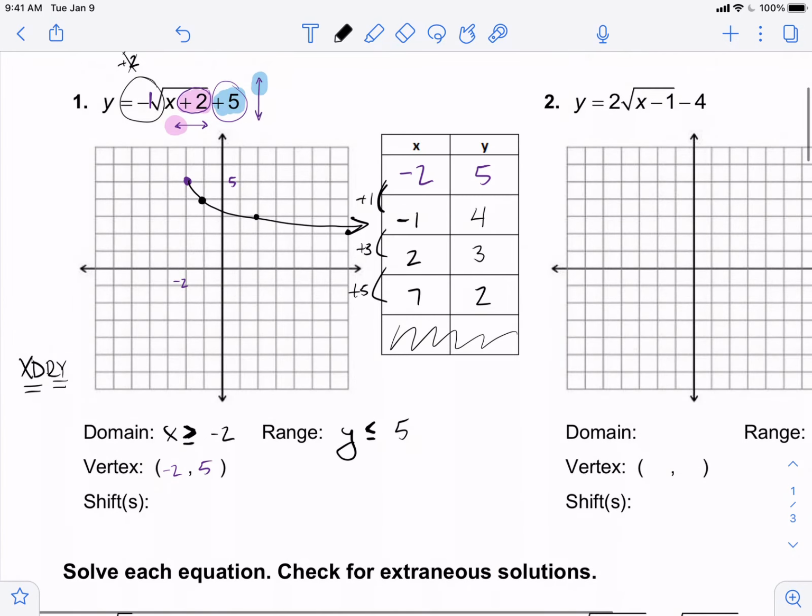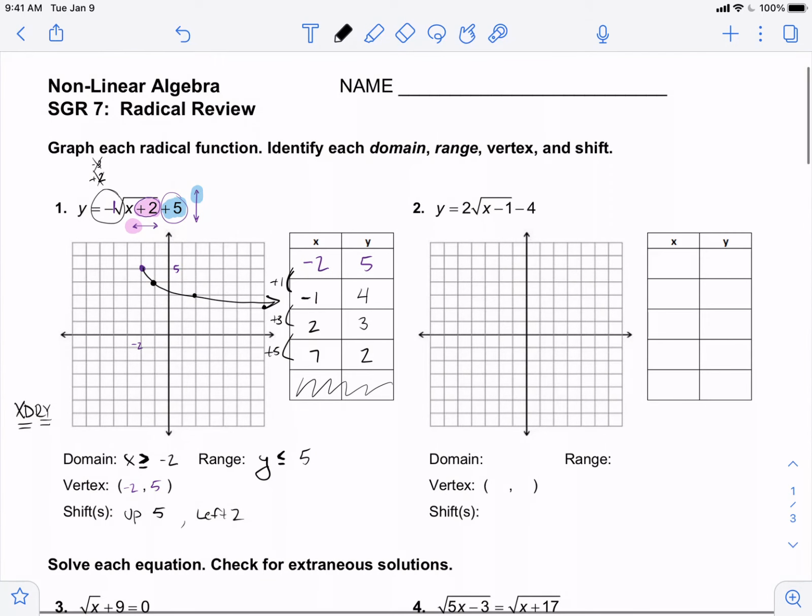The last part is just to detail those shifts. So we said that ours went up 5 and then left 2. So we want to write those in just like that. And this first one is done.